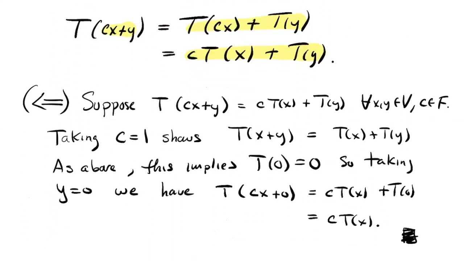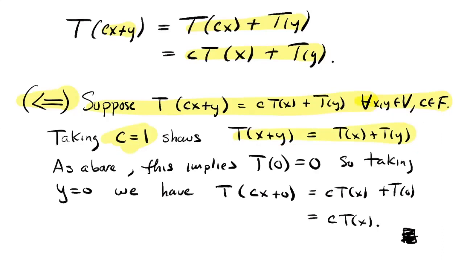So why would a function with that property be linear? Let's suppose that T has this property. T maps V to W, and for every x and y and every scalar c, T of cx plus y is c times T of x plus T of y. Okay? So we just make some judicious choices. If we take c to be 1, because remember, this is true by hypothesis for every x, y, and every c. So in particular, I can take c to be 1. Then for any x, y, since c is 1 and 1 times a vector is the vector, T of x plus y is T of x plus T of y. So there's the additivity.